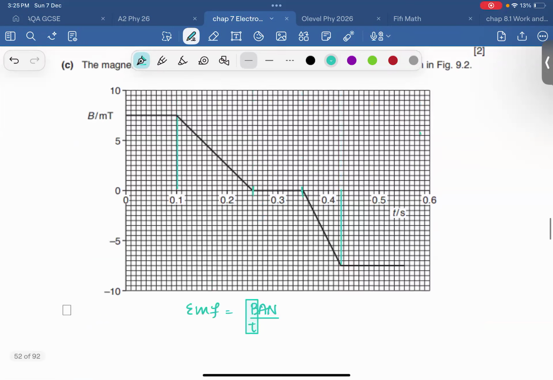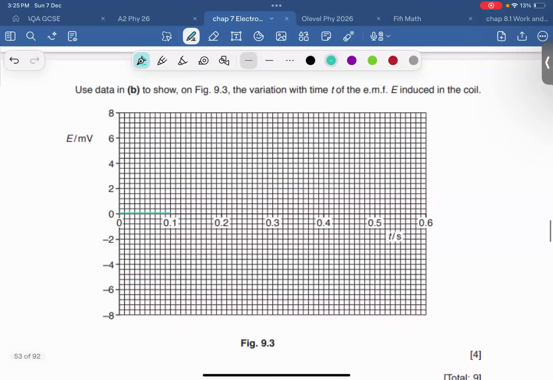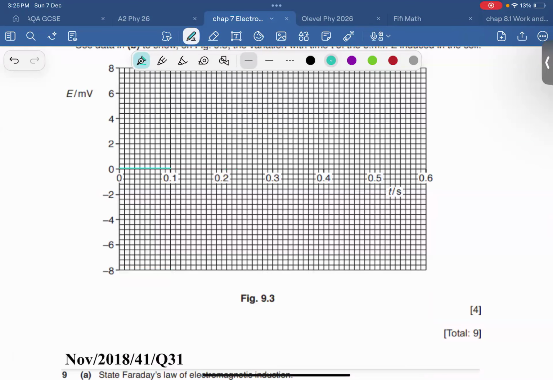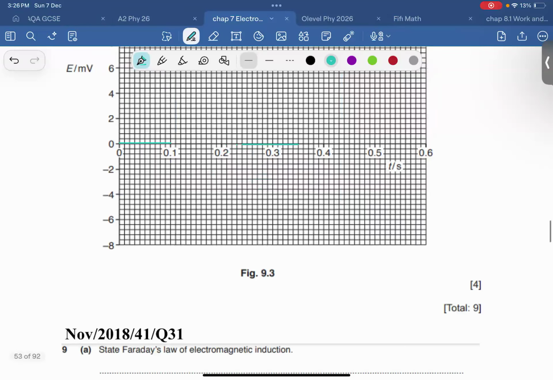From 0 to 1, it should be 0 because the change is not there. From 2.5 to 3.5 again 0. And then from 4.25 to 5, 0.425 to 0. So these are the three sections that we have now.